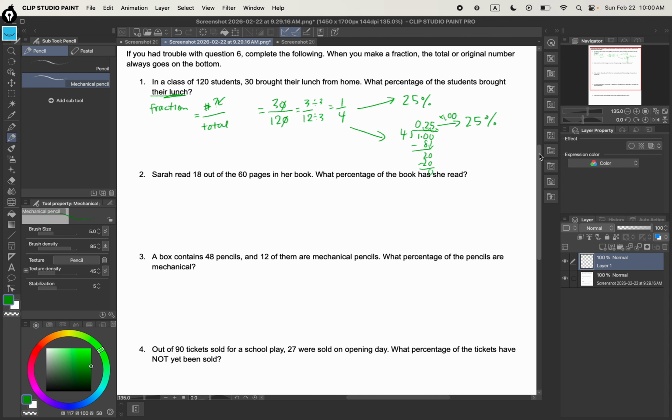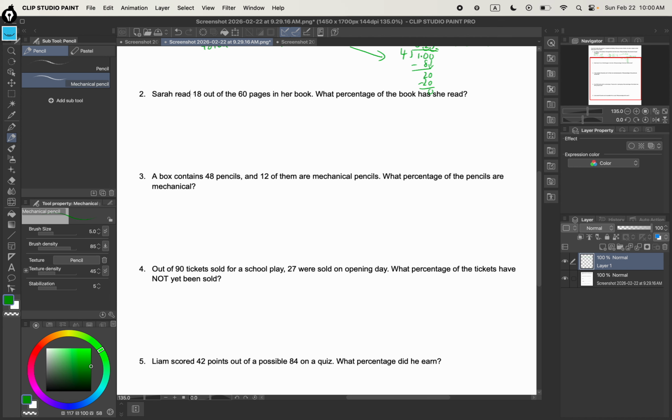Next, Sarah read 18 out of the 60 pages in her book. What percentage of the book has she read? First, we need to find what fraction of the book she has read. She's read 18 pages out of the total of 60 pages. If you're looking for a fraction, what actual part of the book has she read? 18 pages. The total is 60, and that goes on the bottom.